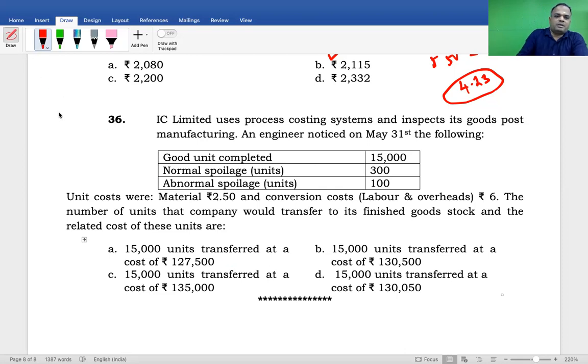Are you able to follow? Because there is no input quantity given, and the normal loss value is also not given, computing gross cost minus normal loss salvage value divided by input quantity minus normal loss quantity is not possible. From the available info, per unit cost, material plus labor plus overhead, into the number of units transferred gives the total value. 15,000 units are going to be transferred, as given in the question. Cost per unit is 8 rupees 50 paise, 6 plus 2.5. Therefore, the total value of the product is 1,27,500. Understood?